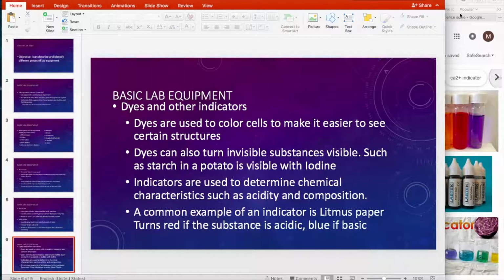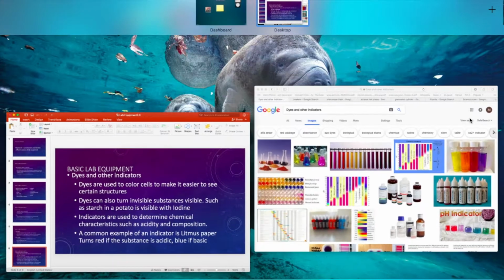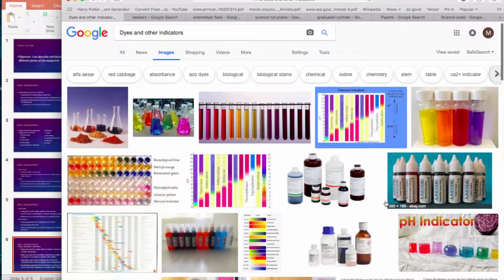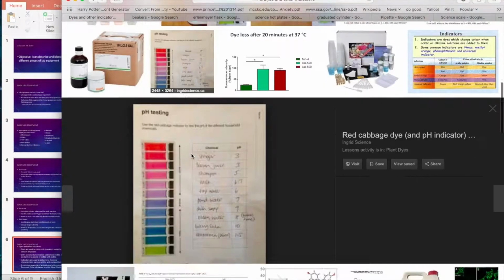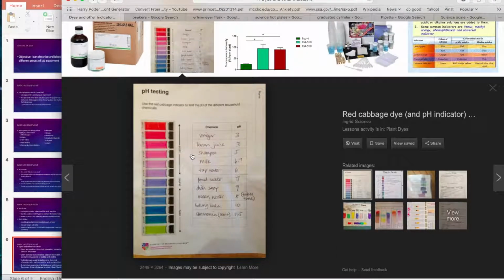and composition. So indicators tell you what something is made of. A common example of an indicator is litmus paper. It turns red if the substance is acidic or blue if it is basic. So let me find the one I liked from earlier here. Okay. So if you look here, these are pieces of paper letting you know, it's an indicator telling you how basic or acidic it is.